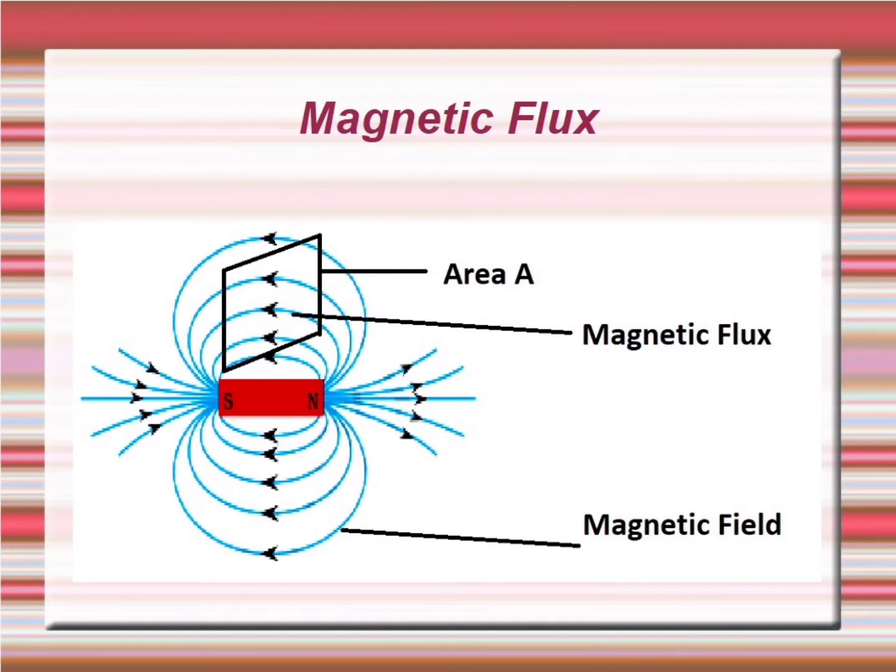Magnetic flux is defined as the number of magnetic field lines passing through a given surface. It provides the measurement of the total magnetic field passing through a given surface area. Let us say there is an area A which is perpendicular to the magnetic field, so magnetic flux is nothing but the magnetic field passing through the area A.